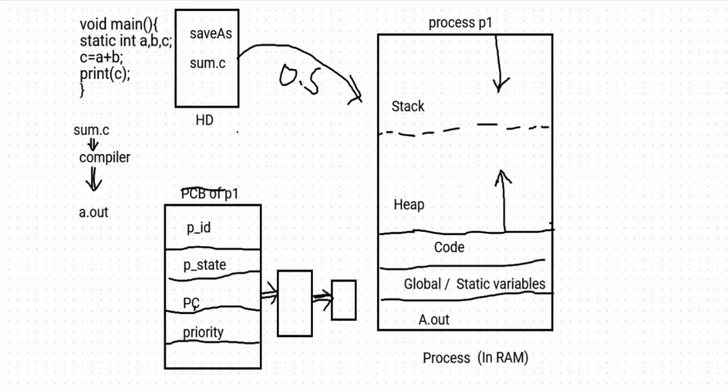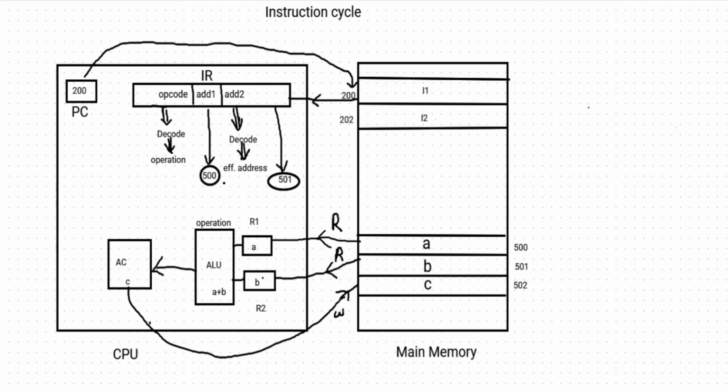So this is all about the process and its process control block for this particular program. This is all part of process management inside the OS. It comes under process management in operating systems. Now let's switch on to how exactly the CPU executes the instruction. This is known as the instruction cycle. It comes in the computer organization and architecture subject.